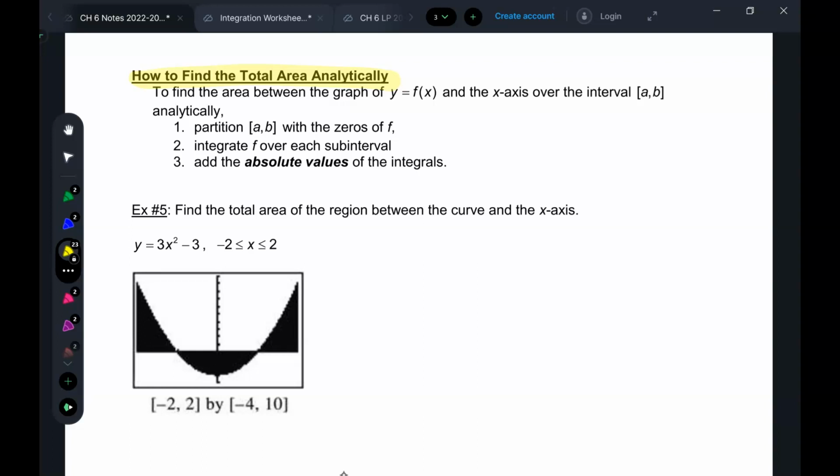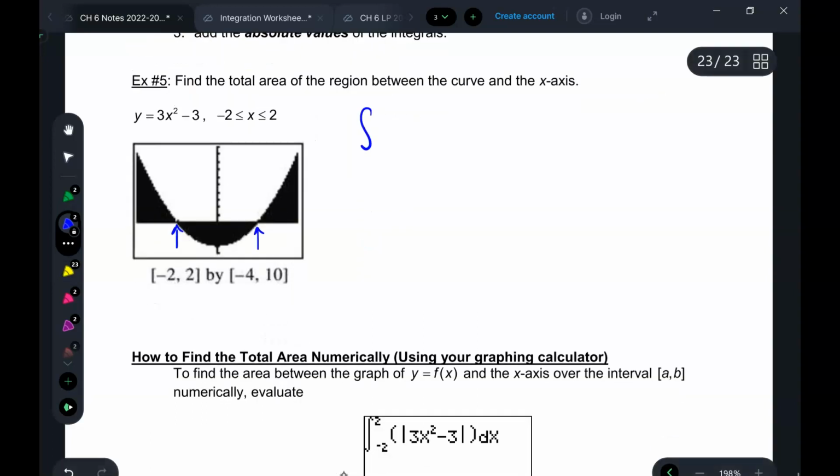So we're going to partition the integral, right? And look at it over each subinterval. We're going to count this as positive. We want this to be positive and this to be positive. So how would we set that up by hand? First of all, what are these 2 points here? What are those zeros? Yeah, if I set 3x squared minus 3 equal to 0 and divide by 3, we get x squared equals 1. So x would equal plus or minus 1.